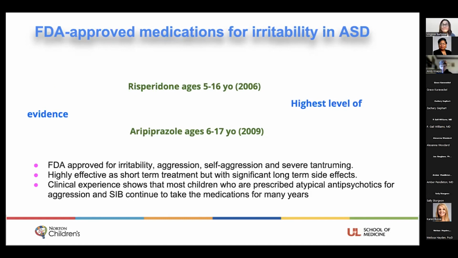We have essentially just two medications that have been approved by the FDA for the treatment of irritability, aggression, and self-aggression. Risperidone and aripiprazole are the ones with the highest level of evidence. Risperidone was approved in 2006 for kids 5 to 16. Aripiprazole was approved 3 years later for kids 6 to 17. They're highly effective, but they have significant long-term side effects.